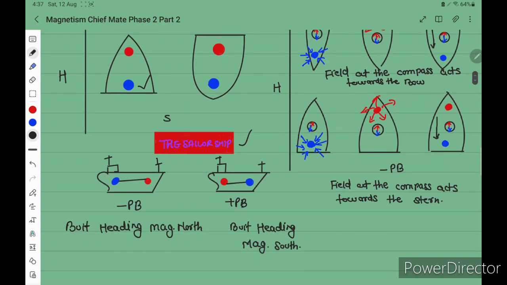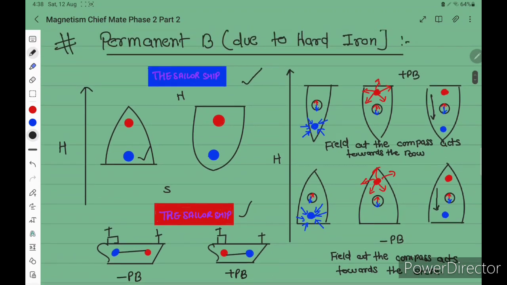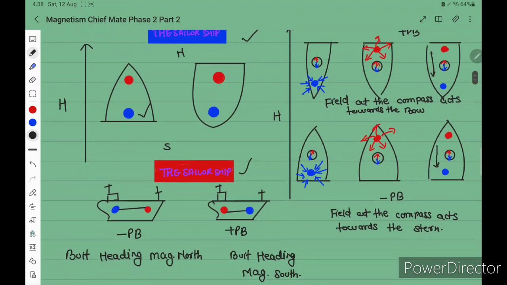so if you see minus PB, in minus PB the blue is acting at the stern, and in plus PB the blue will be acting towards the bow. That means if your vessel was in southerly heading when it was constructed, that is PB, and when it was in northerly heading, it was minus PB. So if you see this diagram, plus PB, the force of blue acting towards the bow, the field at the compass acts towards the bow, and in minus PB, the field at the compass card acts towards the stern. Okay.